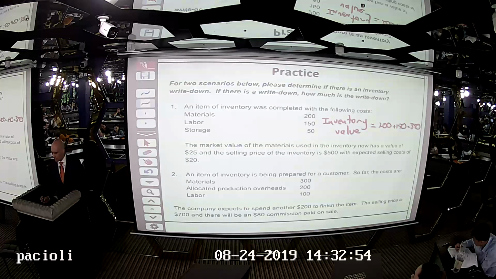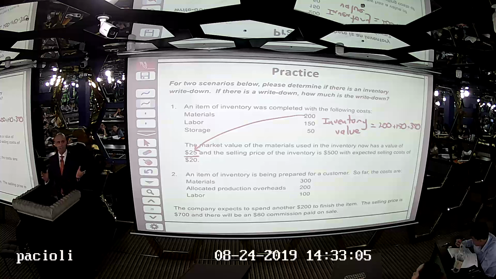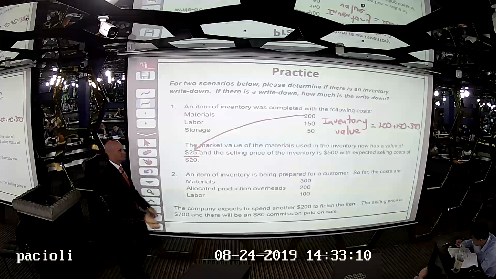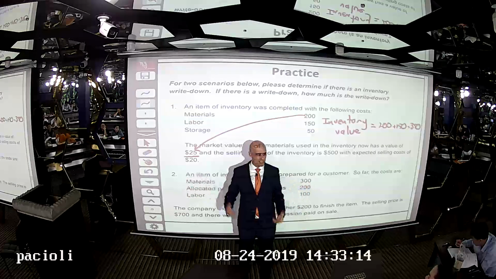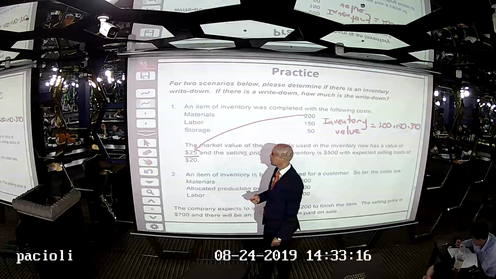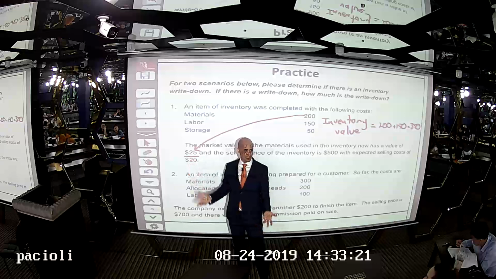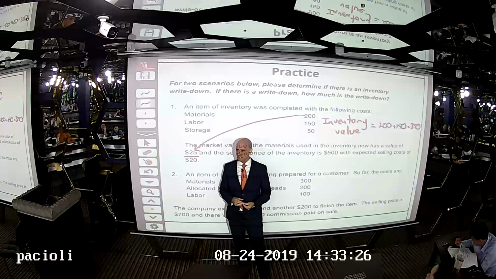It says the market value of materials used in the inventory now has a value of 25. So before it was 200, it went all the way down to 25. So maybe you bought spawn, and the cost of spawn was 200. And then your spawn only has a value of 25. It went down a lot. So do we have a write-down?